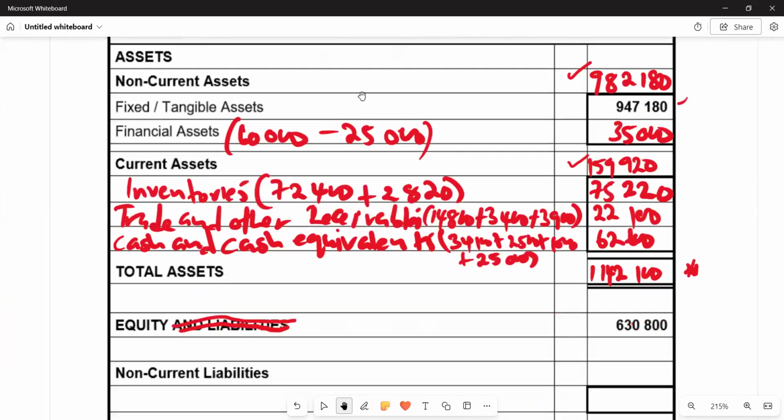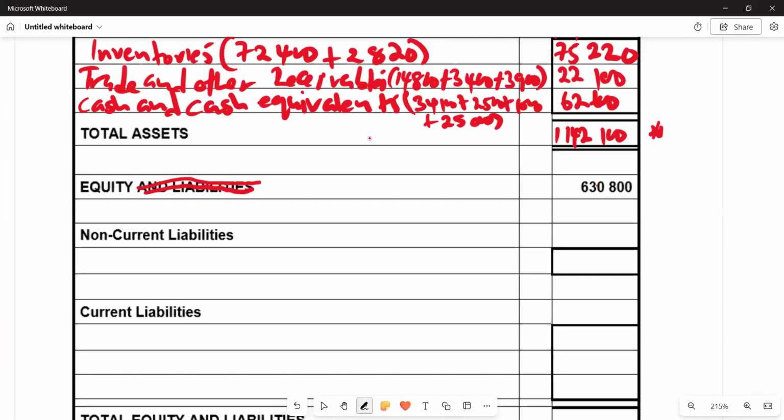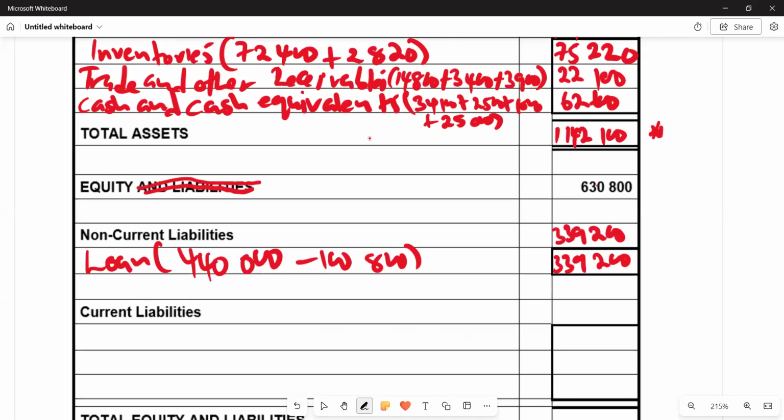So here we are saying for non-current liabilities, we are saying loan. Then in brackets, we are saying 440,000 for the loan that we are given in the trial balance. We subtract the current portion of loan. And then we get 339,200, which is the same figure which is going to come here as our non-current liabilities.